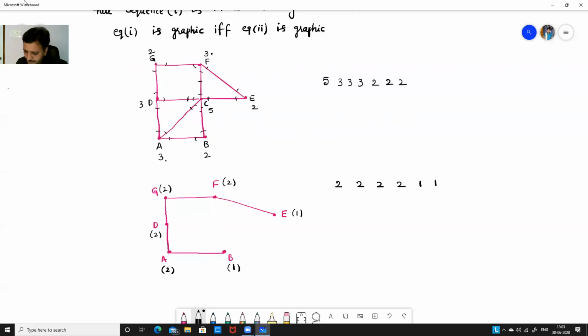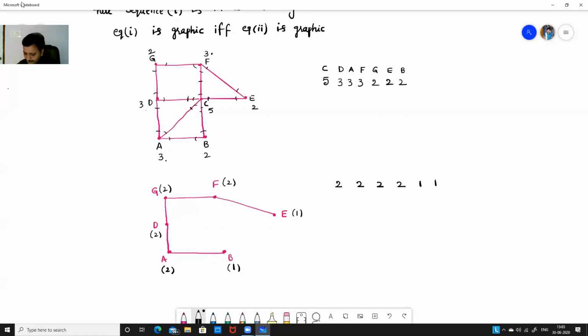Let me write this one, the degree of C. Assume that this is the degree of D, this is the degree of A, and this is the degree of F. The rest of them are G, G, and then E, B. These are the remaining vertices and their degrees. See what we got. This is the degree sequence for the given graph.